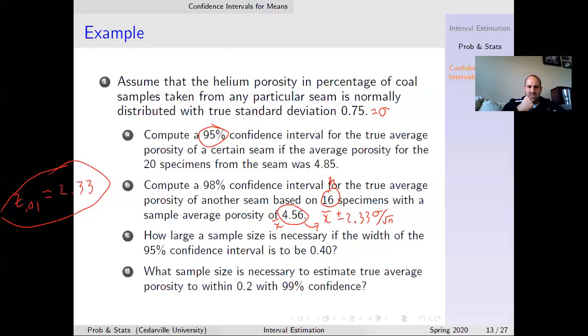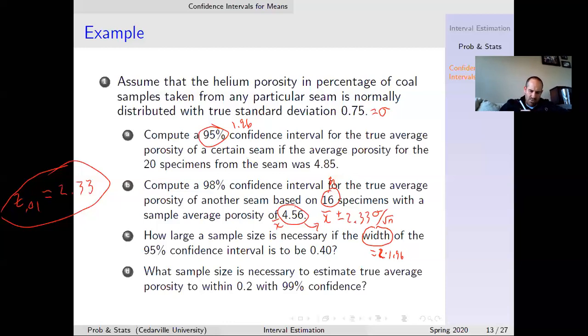How large a sample is necessary if the width of the 95% confidence interval is to be 0.40? Well, what's the width going to be? Does it matter what X bar is? No. What's the width going to be equal to every single time? It's going to be 2 times something. For a 95% confidence interval, we used a Z value of 1.96. So it's going to be 2 times 1.96, because I just take the right-hand endpoint minus the left-hand endpoint.